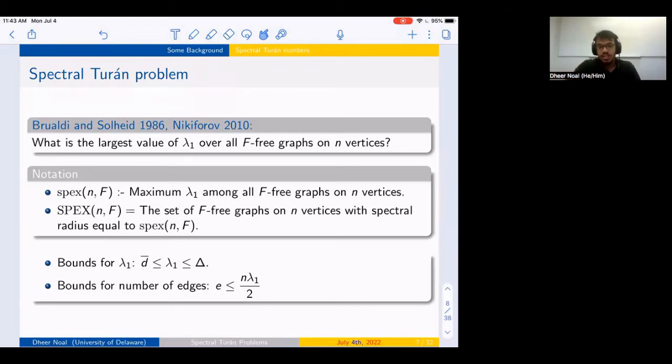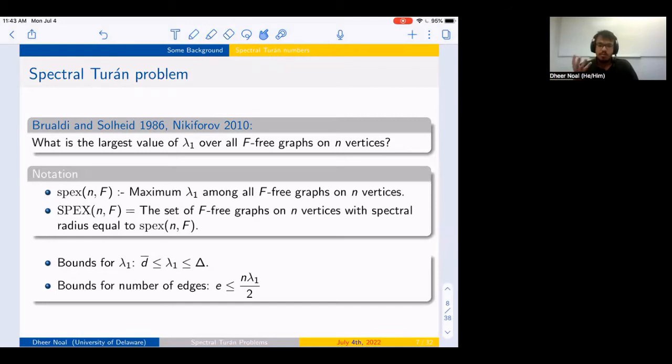And our notation will be similar. We just use small spex and capital SPEX for the maximum value of the spectral radius and the set of extremal graphs. And the reason we want to set this new problem up is not only to maybe create some easier problems, but also because these might in turn go back and help us solve the Turán problem.